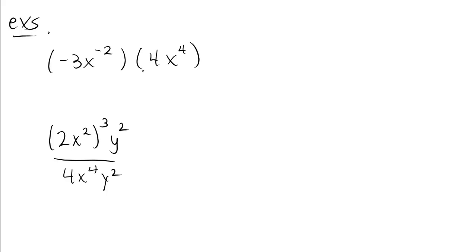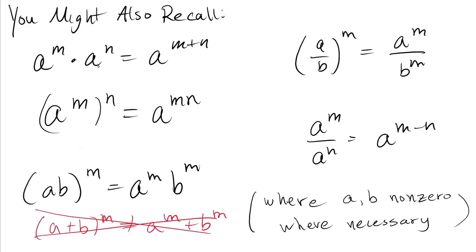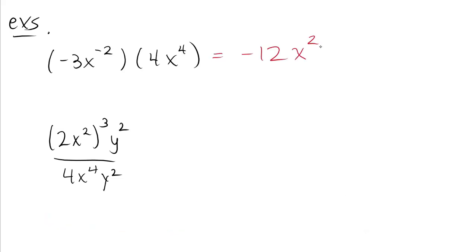The first example is the product of two expressions, negative 3x to the negative 2 times 4x to the 4th. So we know that multiplication is commutative and associative, so we can multiply these parts together however we like. We can take the negative 3 times the 4, that's negative 12, and then we take x to the negative 2 times x to the 4th, and that's where this first rule comes in. If you multiply two exponential expressions with the same base, you can add the exponents. Negative 2 plus 4 is positive 2, and so we get an answer of negative 12x squared. Again, that square comes from multiplying those two exponential expressions together and adding the exponents.